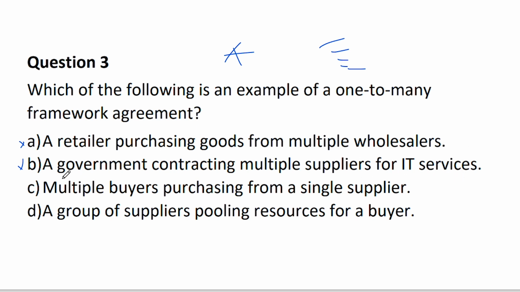Because remember, the whole idea behind a framework agreement is you get into this list. So this is one person, these are many. And then from there, they can start contracting you from the list. We don't see anything here suggesting the contract.